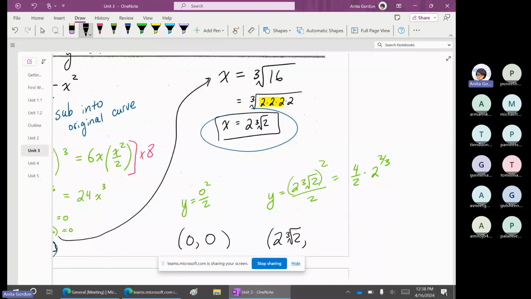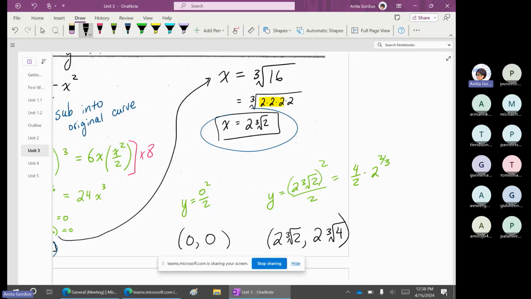So this is going to give me 2 cube root 4. Not the prettiest, but not the most complicated. Yes, ma'am. Ms. Gordon, I have another question.